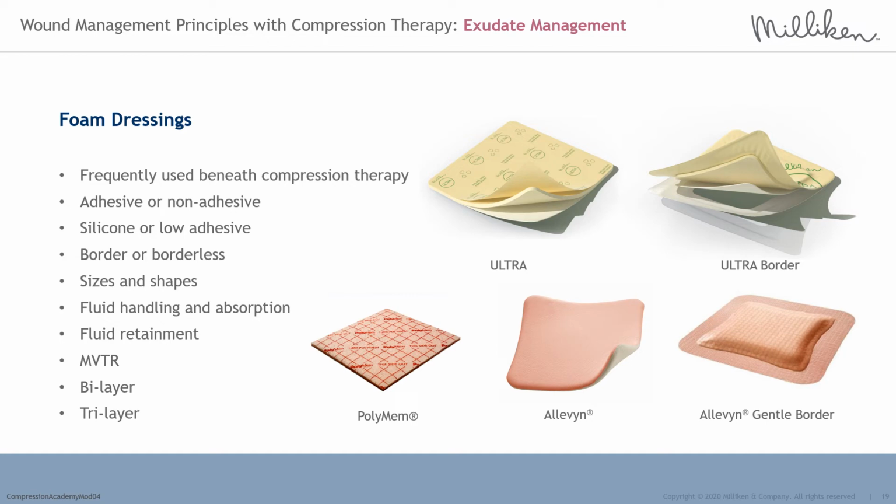Carboxymethylcellulose hydrofiber, alginate, superabsorbents, which we will cover shortly. Negative pressure wound therapy can also be used beneath compression therapy. This is really to vascularise the wound bed to prepare for either healing or grafting whilst effectively managing exudate. Foam dressings are, however, frequently used beneath compression therapy to manage excess wound exudate whilst maintaining a moist wound healing environment.